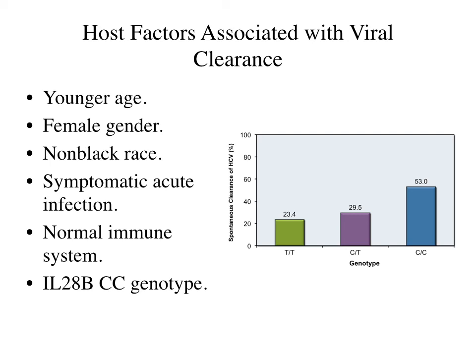Individuals with the CC allele of the IL-28B genotype are more likely to spontaneously clear hepatitis C than those with the CT or TT genotype. In one report involving over 1,000 individuals, those with the CC genotype cleared the virus 53% of the time, compared with a clearance rate of only 23% of those with the TT genotype. So this is a nice example of how your genotype can affect your ability to clear this virus.